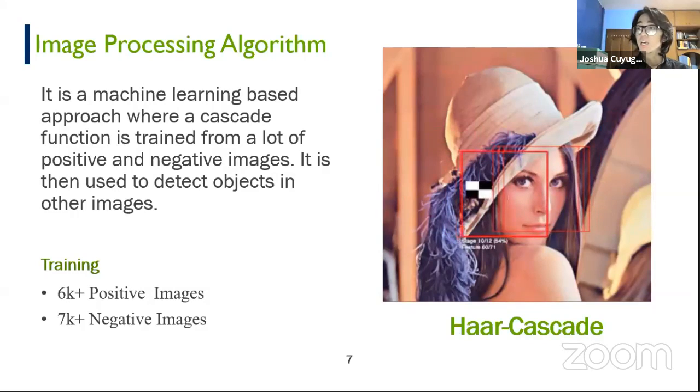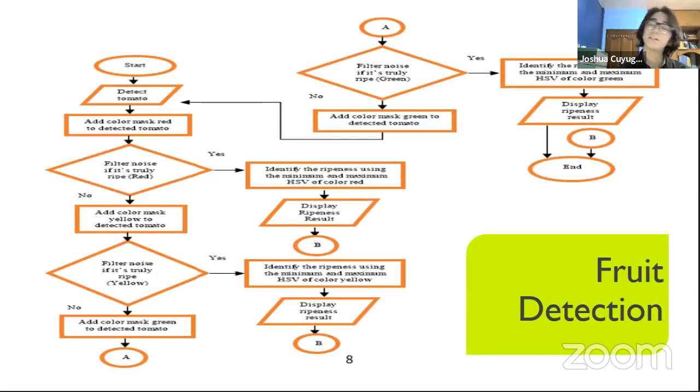So here in this next slide, I will be discussing the flow of our system. Now, Haar cascade does provide some limitations because it can't really detect colors. It can only detect distinct features of objects, mainly tomatoes being in a spherical or circular shape.